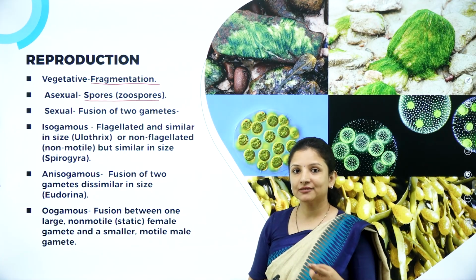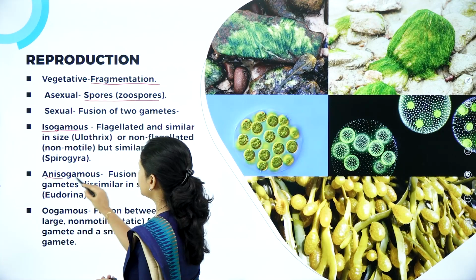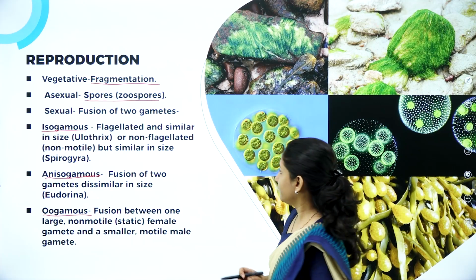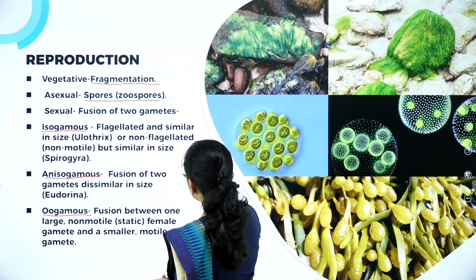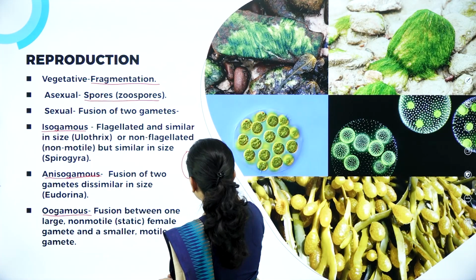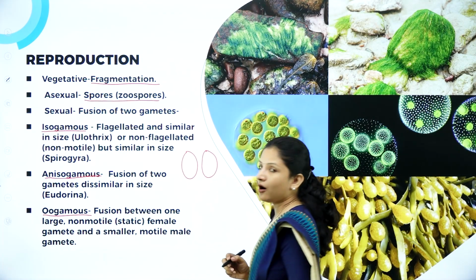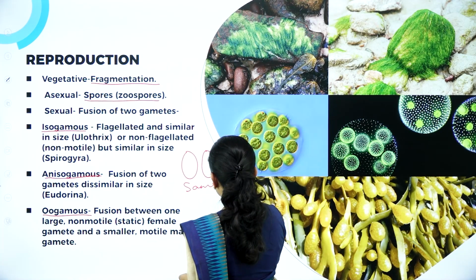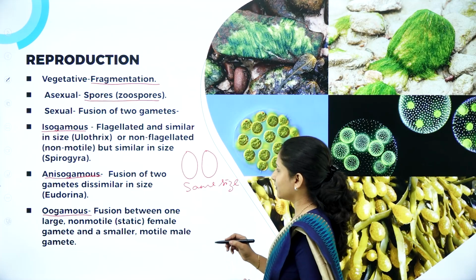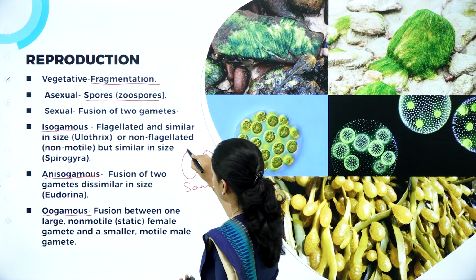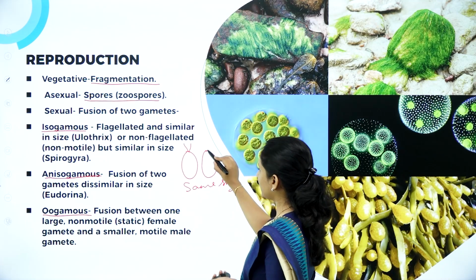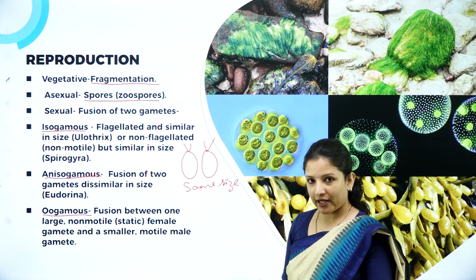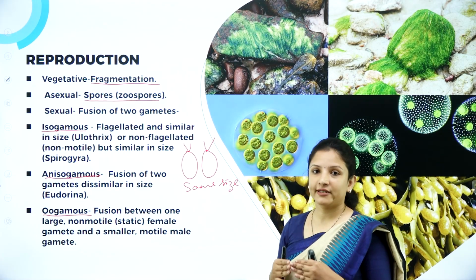These two gametes are of three types. They can be isogamous, anisogamous or oogamous. Isogamous means, say for example, I'll draw and show it to you, the two gametes are similar in size. So iso means of the same size. Therefore it is isogamous, they are of the same size, and either both can be flagellated, or they can be without flagella, meaning either two motile gametes of the same size fuse, it is called isogamy.